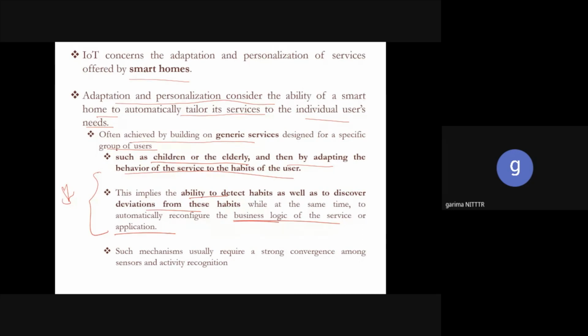This is ultimately going to help them have a business logic from the service or the application. But for implementation of these types of services, they need a strong convergence among the sensors, and they also need an activity recognition procedure. So this is one of the areas where anybody who wants to work on a specific application of smart home for elderly healthcare or children care can contribute.